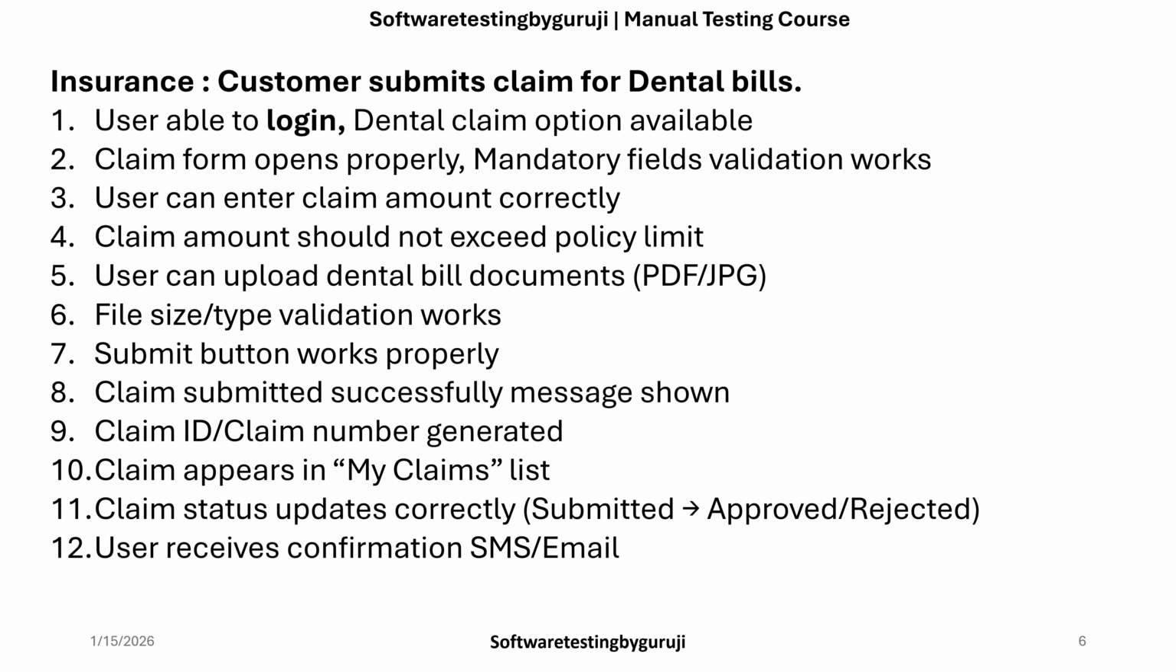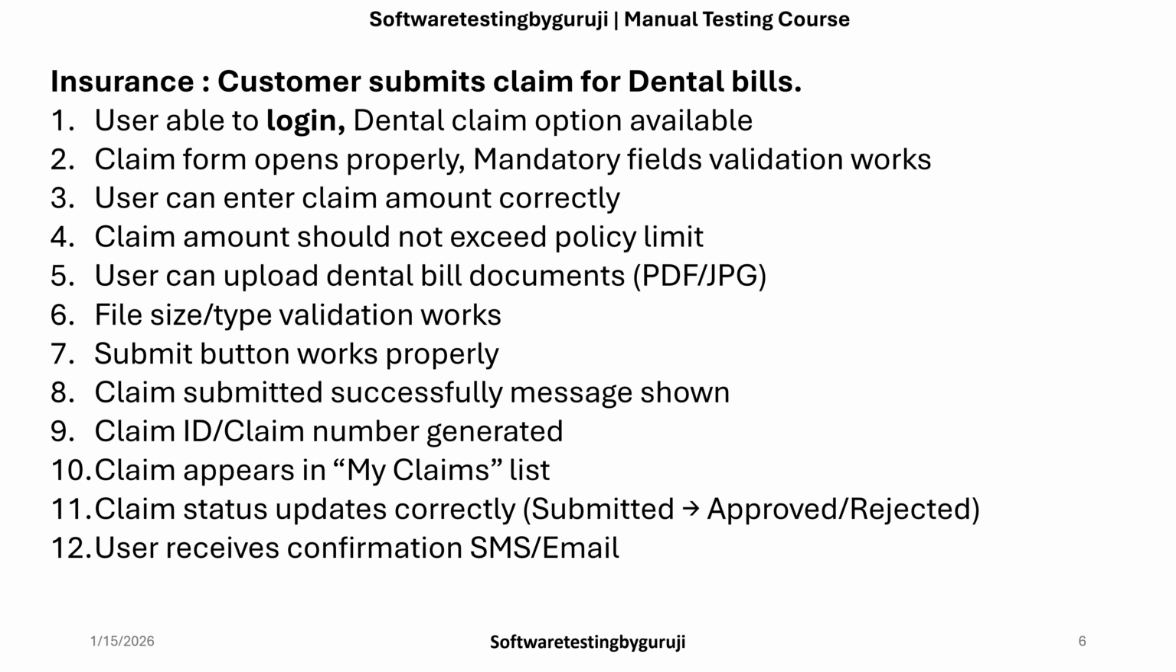Then, can the user enter the claim amount correctly, and the claim amount should not exceed the policy limit, that error validation we also have to test. Then fifth, the user can upload dental bill documents in PDF or JPG format. Then sixth, file size and type validation work. If the file size exceeds, then it should throw an error message. Seventh, the submit button works properly: when we fill in all the details and click on submit, it should show the claim submitted successfully message.